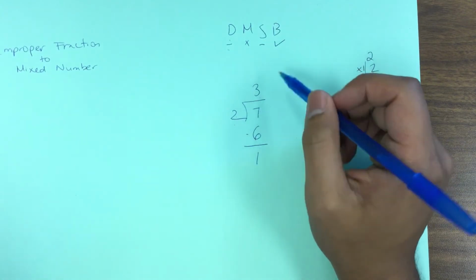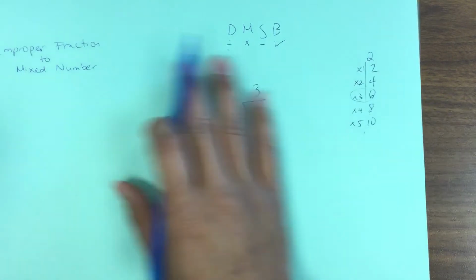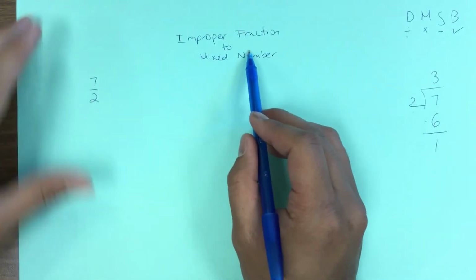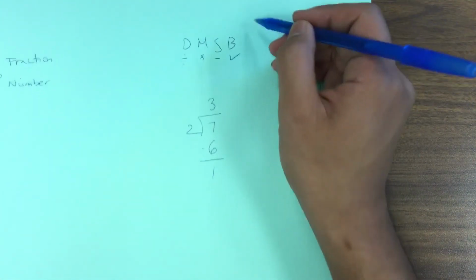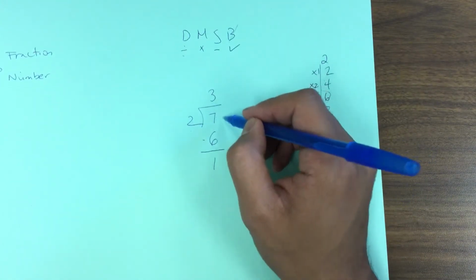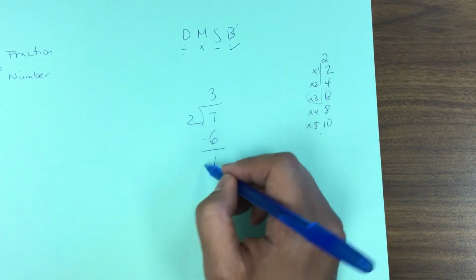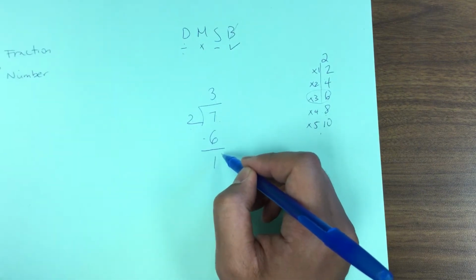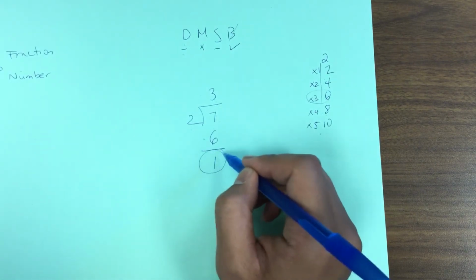In trying to find improper fractions, if you come up with a remainder, you actually don't need the brother. Brother is gone because you don't need to bring down anymore. Once you're finished, you have a remainder of 1.